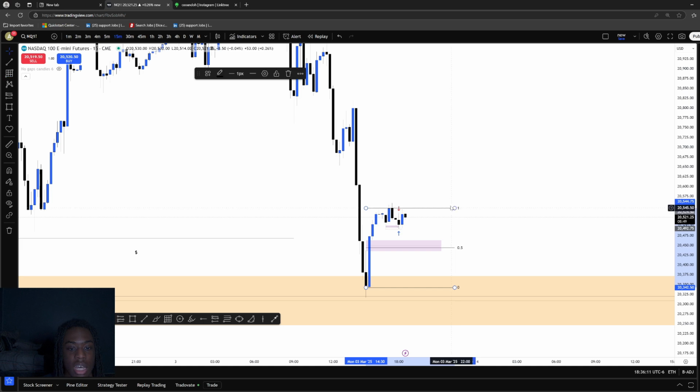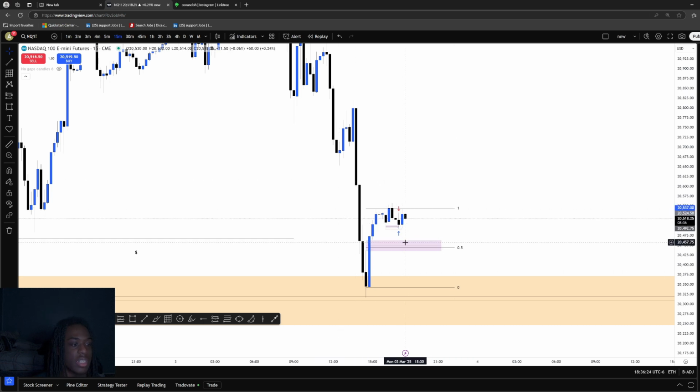So that's why I marked out this fair value gap right here, because this fair value gap is right in the middle of this equilibrium range, which means that it's highly reactive, right? So I was actually anticipating a sell, price towards the downside, but you would see how I switched my bias at the last second.